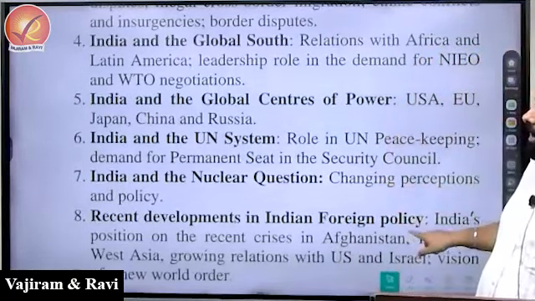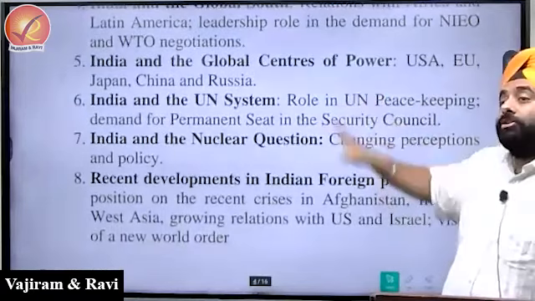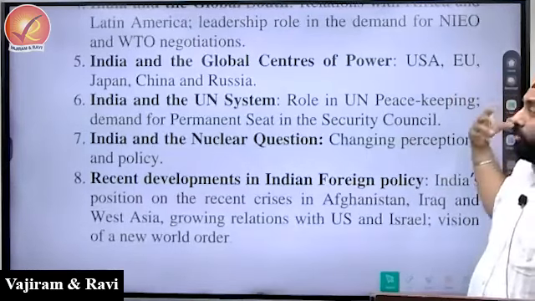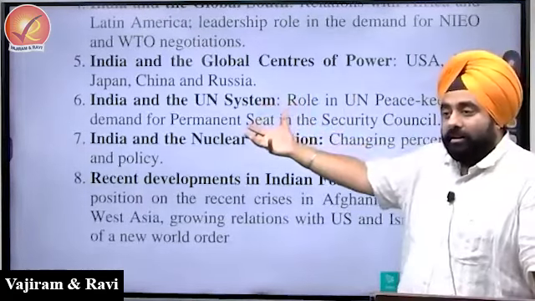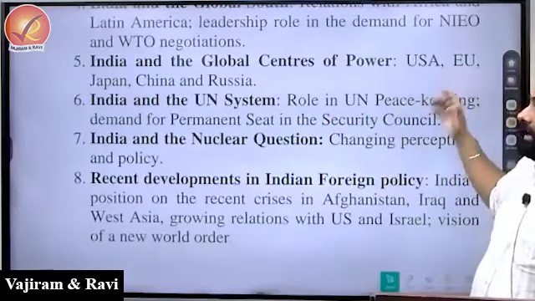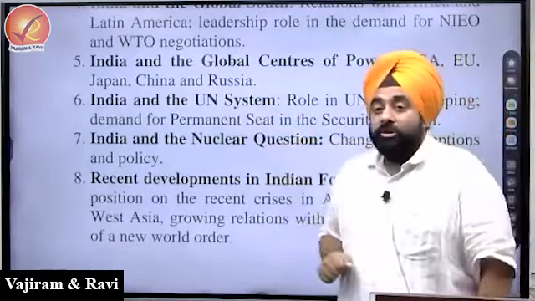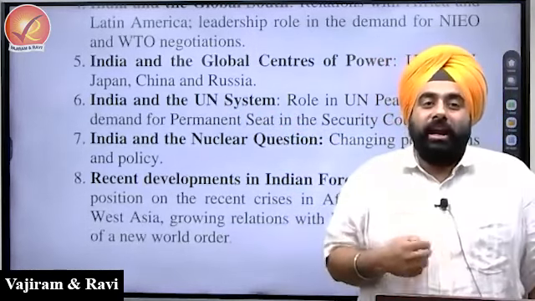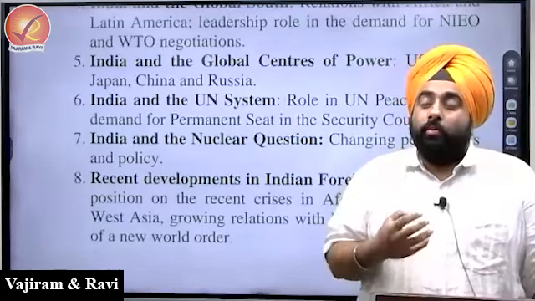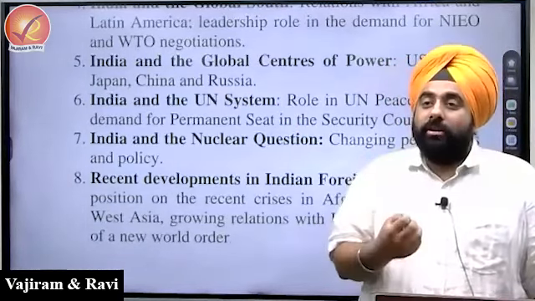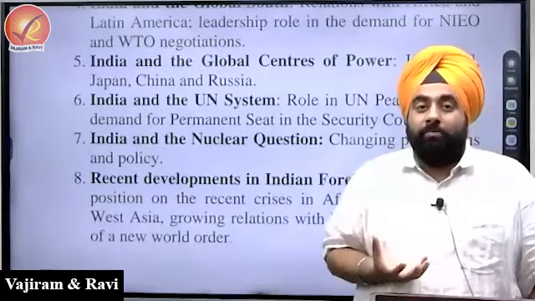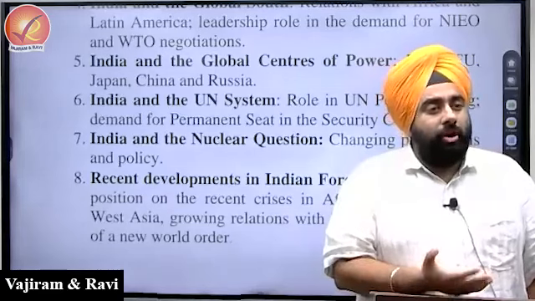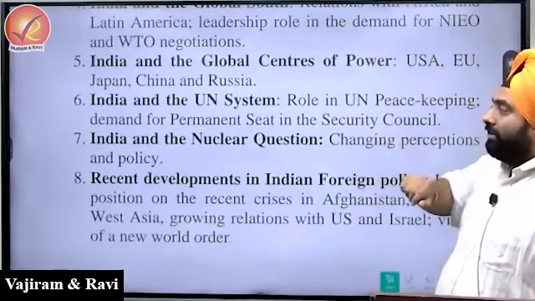Chapter number 5 is India's relationship with global centers of power, major countries of the world, which are the US, European Union, Japan, China, and Russia. So that is also there. Then India's relationship with the UN. India is a founder member of the UN. What has been India's contribution towards the UN? What is India's role in the UN? What are India's demands regarding UN reforms? India wants to become a permanent member of the UN Security Council. All of that is in your chapter number 6.